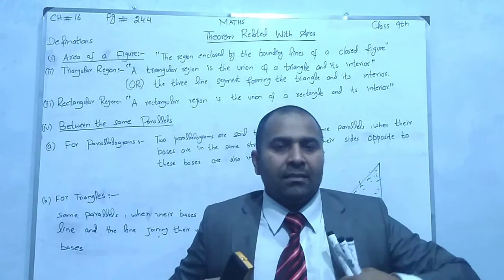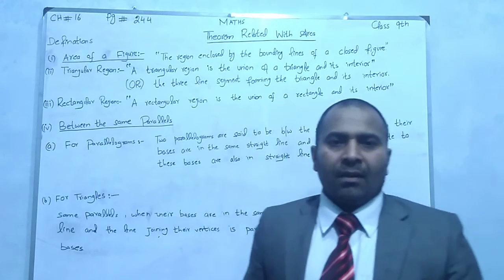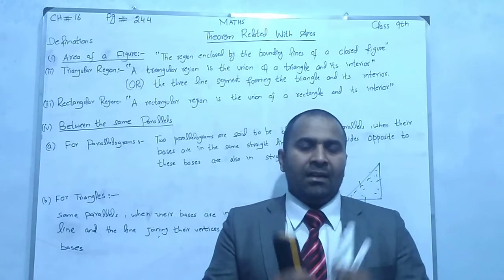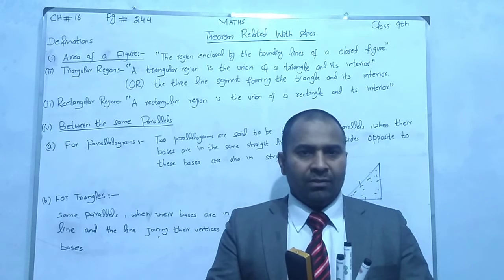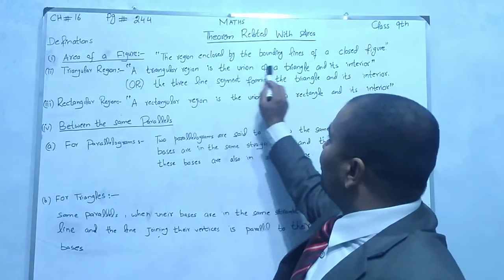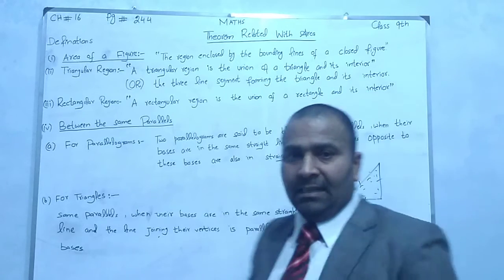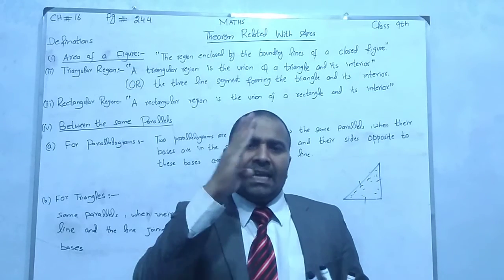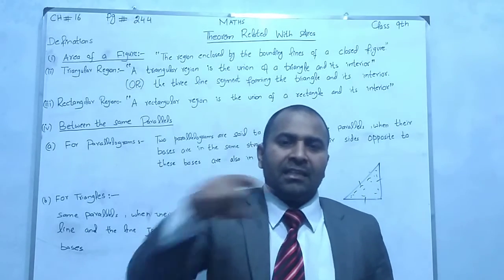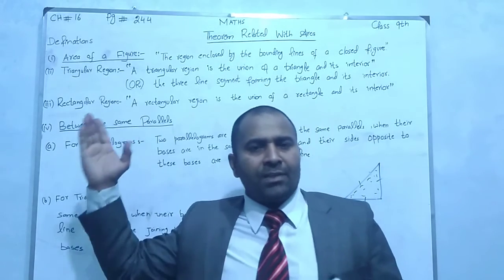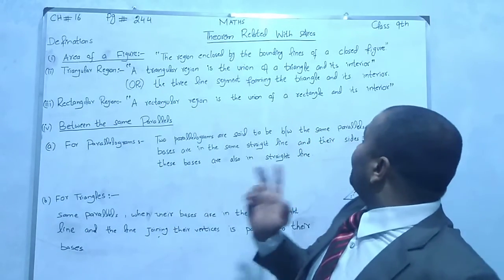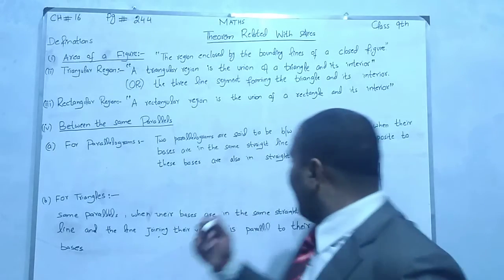The second one is triangular region. Tri means three sides, triangular means three sides area, figures. So what does it mean? The triangular region is the union of triangle and its interior. Triangle means three line segments and its interior, or in other words we can also say it, the three line segments forming the triangle and its interior.